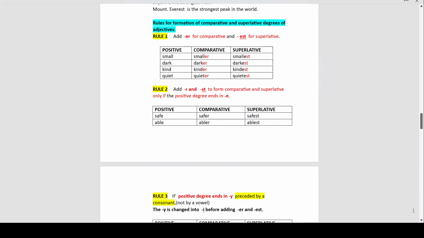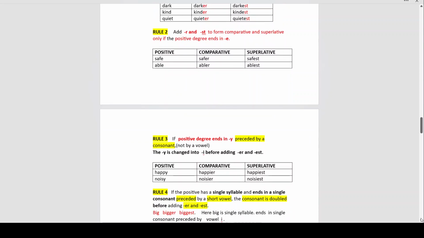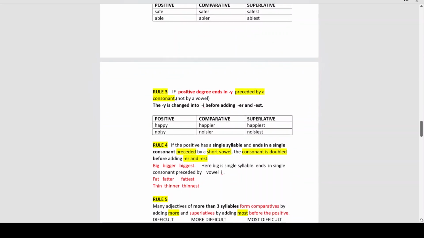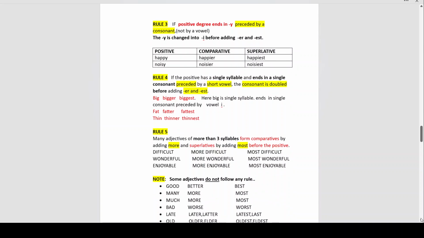Next, children, rule number three. If the positive degree ends in Y preceded by a consonant, keep in mind, not by a vowel, preceded means comes before, by a consonant, not by a vowel, then the Y is changed into I before adding ER and EST.